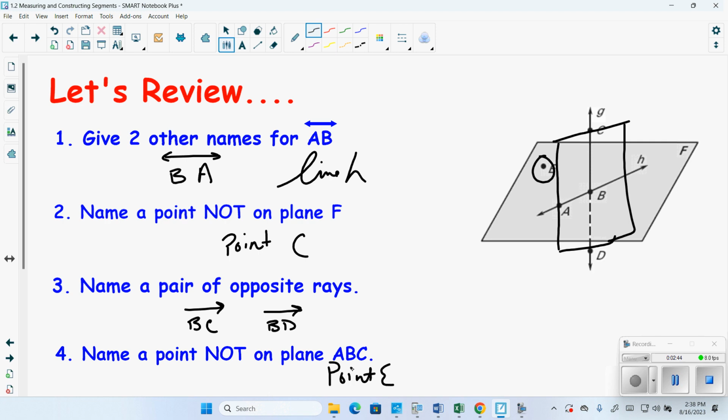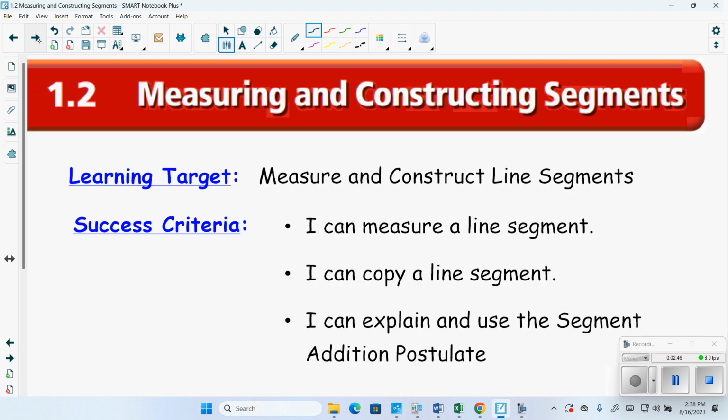All right, so now let's talk about section 1.2. Section 1.2 is all about measurements of segments. Some of this is going to seem pretty basic, but obviously we can make these problems a little bit more complicated when we start testing your algebra skills.